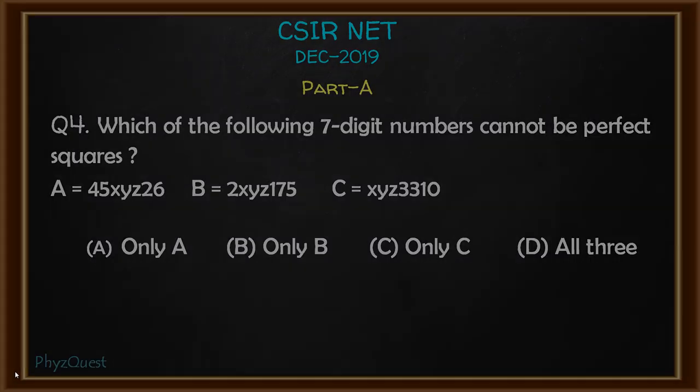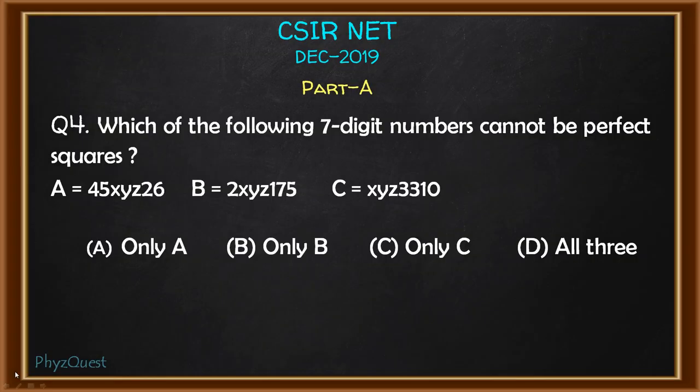Now let's go ahead with the options. The question is to find out which of the following numbers cannot be a perfect square. That means none of them are perfect squares, so the answer will be that all 3 of them cannot be a perfect square. So the correct answer is option D. Thank you.